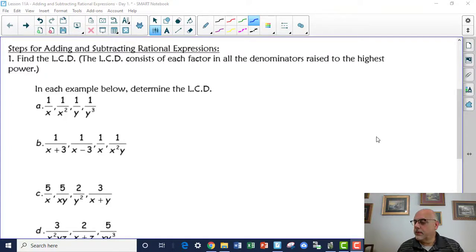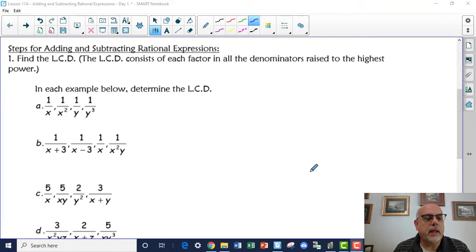Hello everyone, and welcome to the lesson on adding and subtracting rational expressions. So as you may recall, in order to add or subtract fractions, you have to have the same common denominator. Okay, so let's do a little bit of practice on how you determine what the common denominator is.